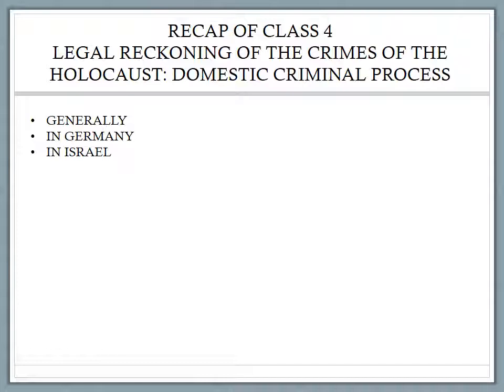Recap of Class 4, Legal Reckoning of the Crimes of the Holocaust, the Domestic Criminal Process. Last class, we looked at the domestic criminal process for holding perpetrators of Nazi crimes accountable. We looked first at two cases from Germany, where there was a general reluctance to hold trials and provide criminal accountability for the crimes of the Holocaust. But for the two cases examined, the actions of the Nazis in territory outside of Germany was brought to the domestic conscience of Germans. German domestic law for crimes such as murder and manslaughter were used to prosecute the alleged perpetrators of the crimes of the Holocaust.